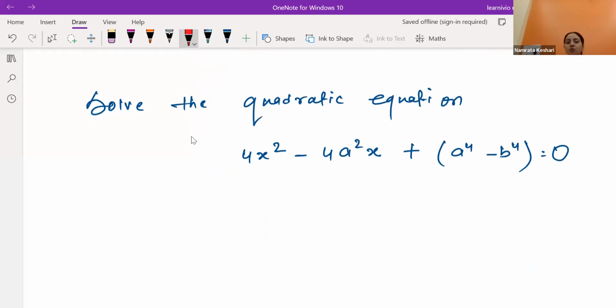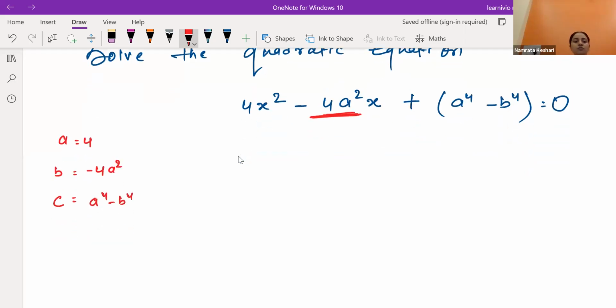So what we can do over here, what is A, what is B, what is C, Zoha? A is 4, B is minus 4a square, multiplied with x, that is B, right, Zoha? Yes, it's minus 4a square. We have to consider the whole term. And C is a to the power 4 minus b to the power 4.